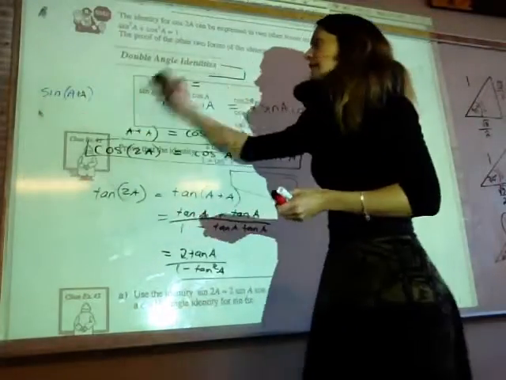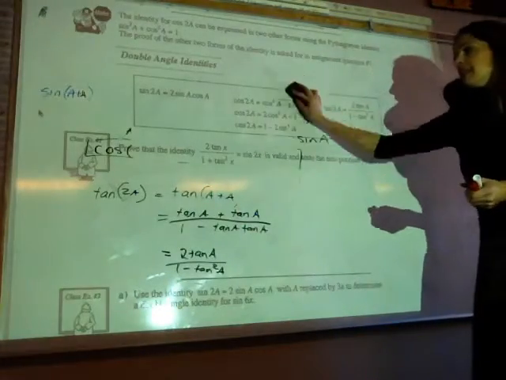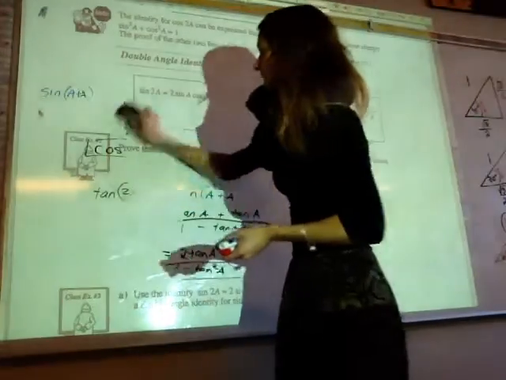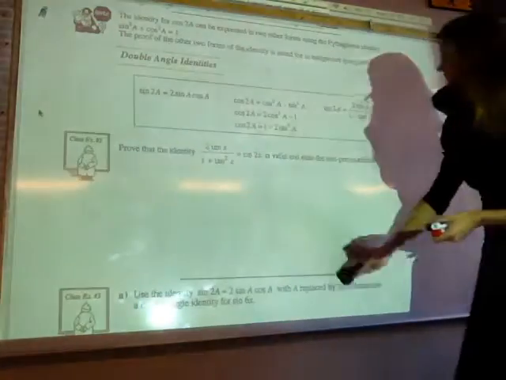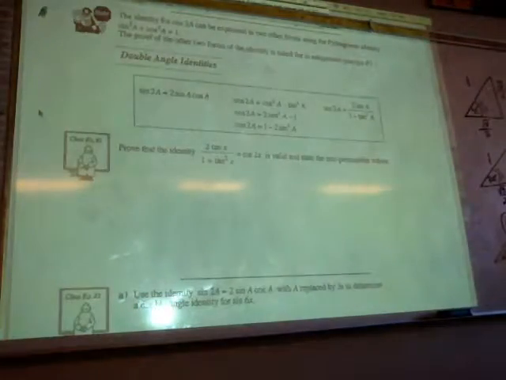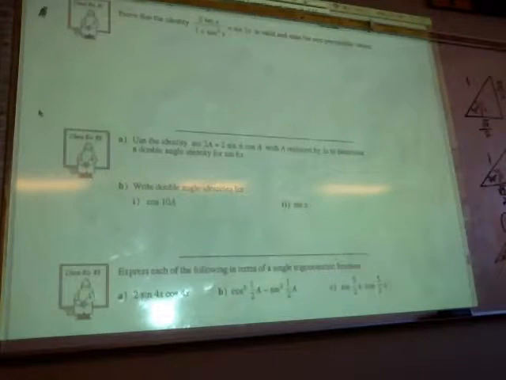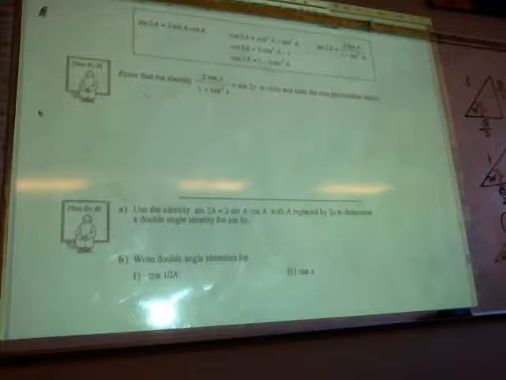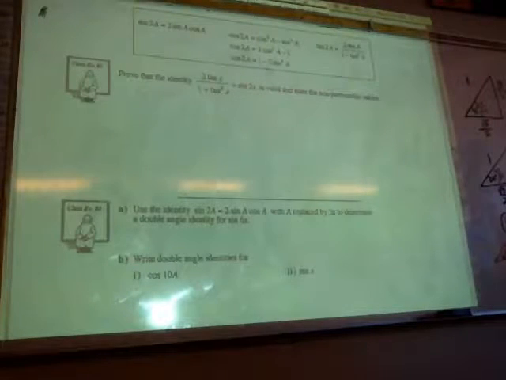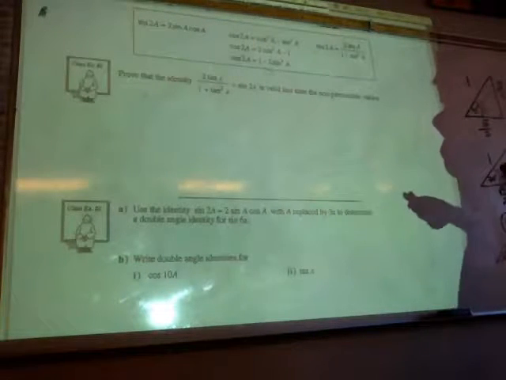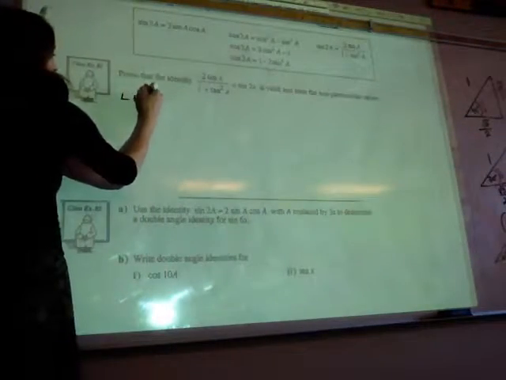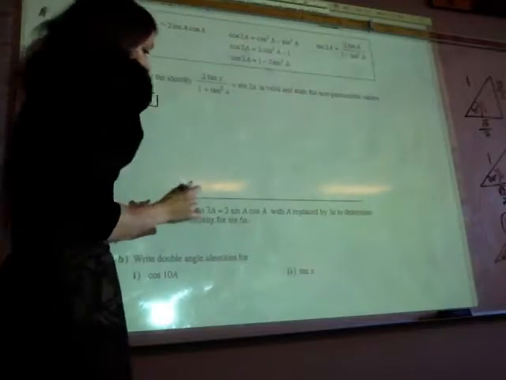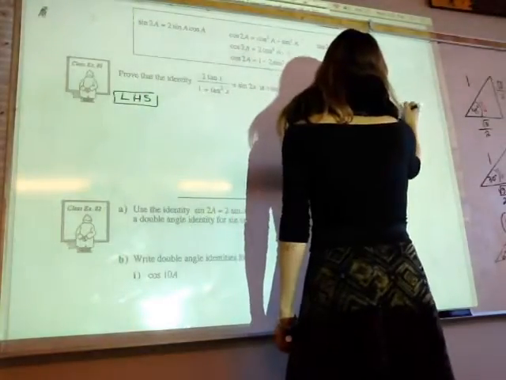Okay, to summarize, on the next page you have all the double angle identities. So first question, we need to prove that left-hand side equals right-hand side. To prove that 2 tan x over 1 plus tan x squared is equal to sine 2x. And then we have to state the non-permissible values like we did yesterday. So always separate it. Let's do our left-hand side first. And then we'll compare it to our right-hand side.